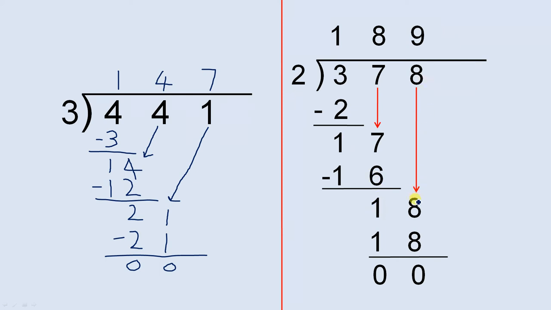Bring the 8 down. So here we have 18. 2 divided into 18 goes 9 times. 9 times 2 is 18. And when we do our subtraction, 8 minus 8 is 0. 1 minus 1 is 0. So 2 divided into 378, 189 is the answer.